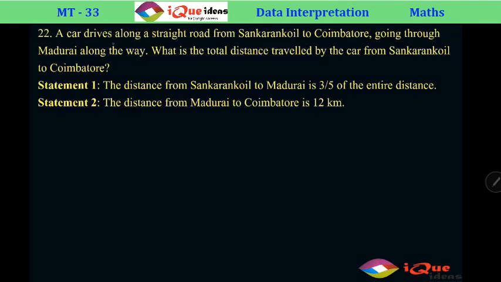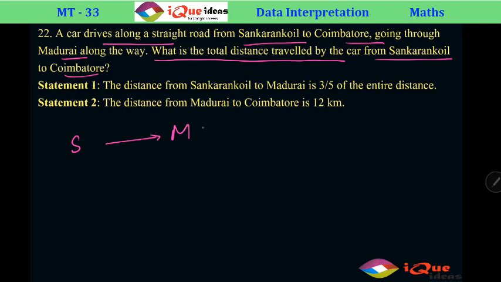This question says a car drives along a straight road from Sankaran Koil to Coimbatore, going through Madurai along the way. What is the total distance traveled by the car from Sankaran Koil to Coimbatore? So it is Sankaran Koil to Madurai along the way and then Coimbatore. Alright, so this is the data given in the question itself. Now look at the first statement. First statement alone.